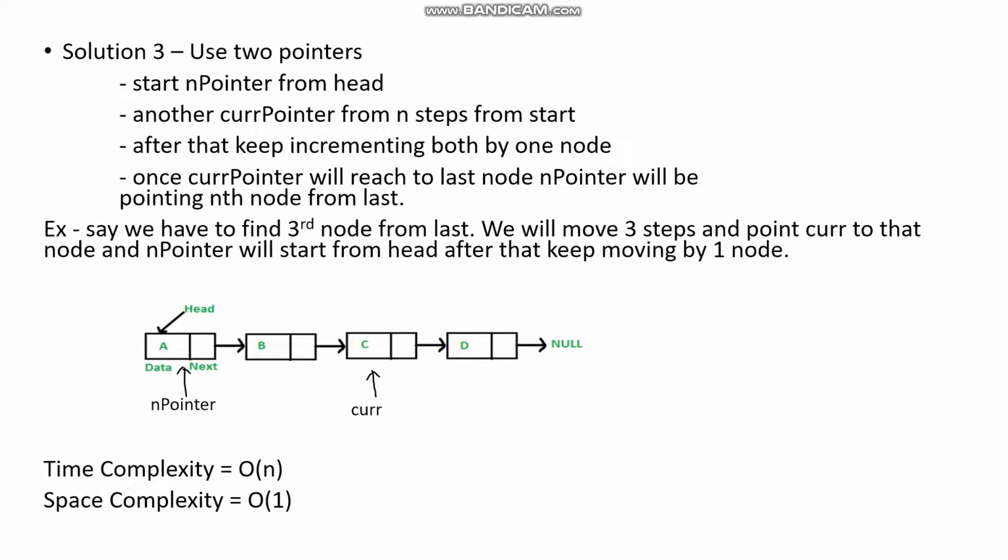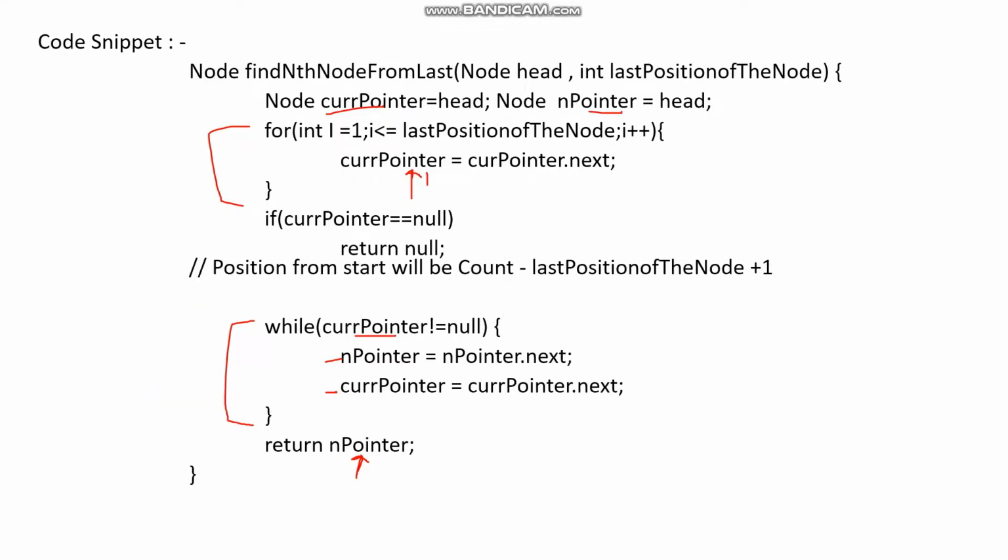So say we have to find out the second node from the last of the linked list. Initially both our pointers will be pointing to the head. Then we will be moving our current pointer 2 steps, that is 1 and 2. Here our current pointer will be pointing there and our end pointer will be pointing to head. Then we will iterate the rest of the linked list and keep moving both our pointers by one step, that is one node at a time. So our end pointer will come here and our current pointer will come here, and we will check this position.